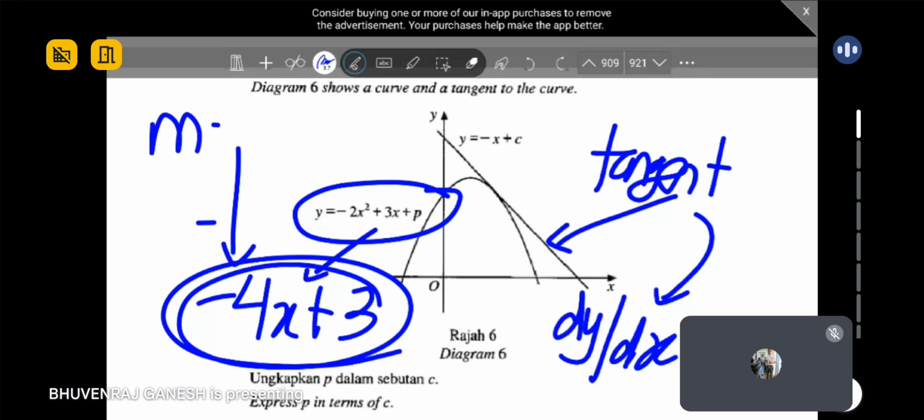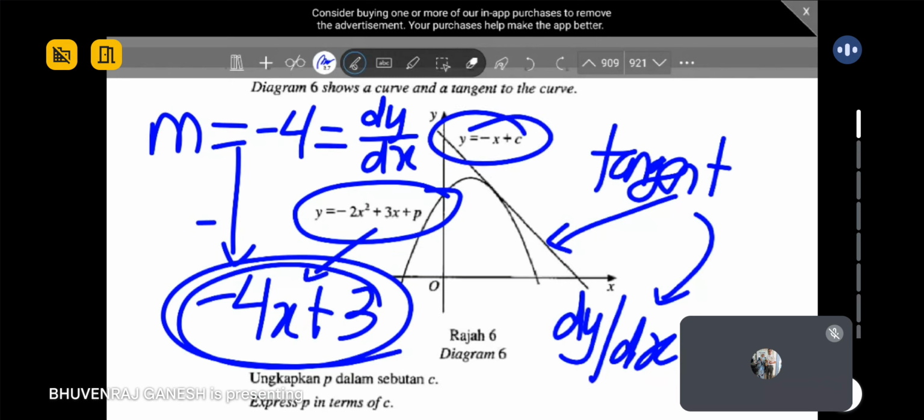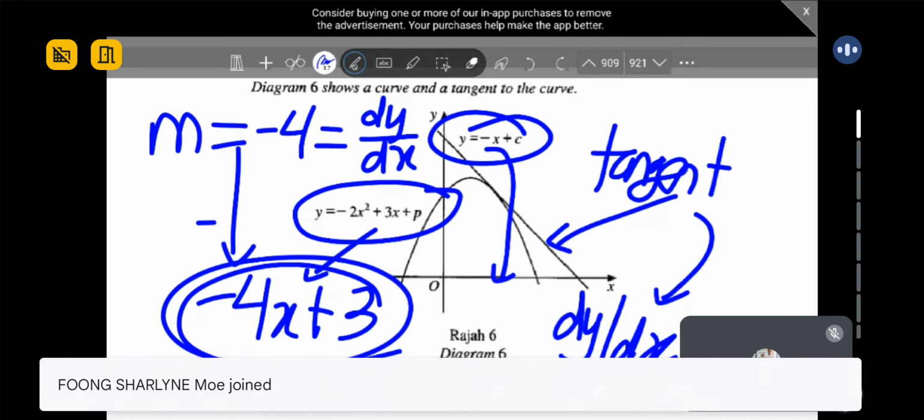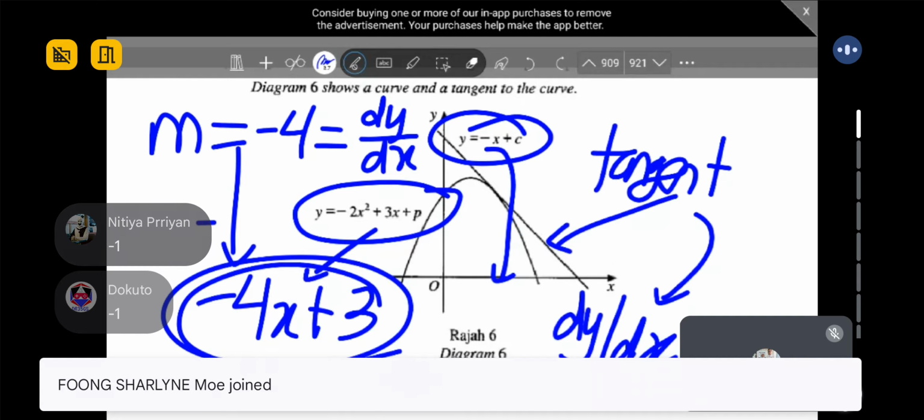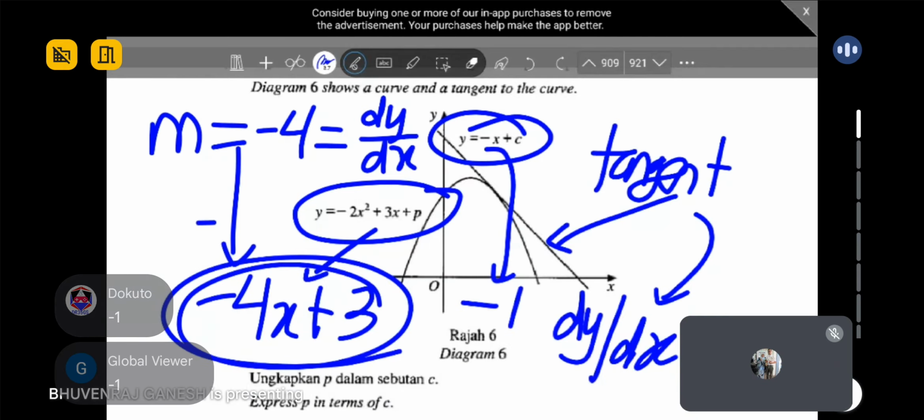Okay, so m sama dengan negative 4 sama dengan dy over dx. So guys, bandingkan dengan yang ni. Okay, just compare. So what is the gradient of this line, guys? May I know? Apa kecerunan garis tu? Negative x plus c. Yes, negative 1. Okay, so means that equal.